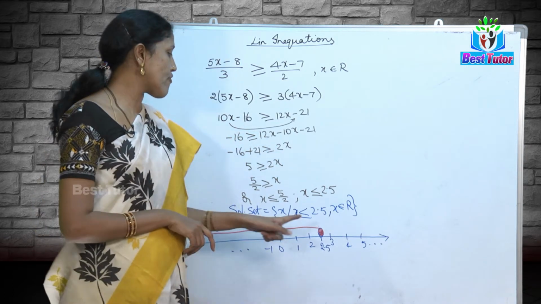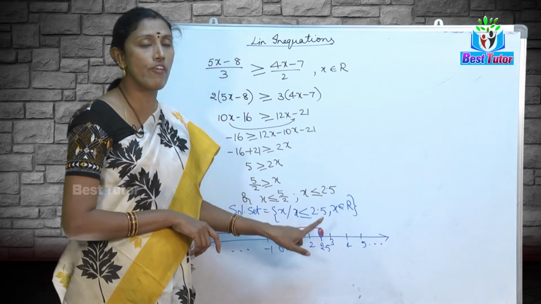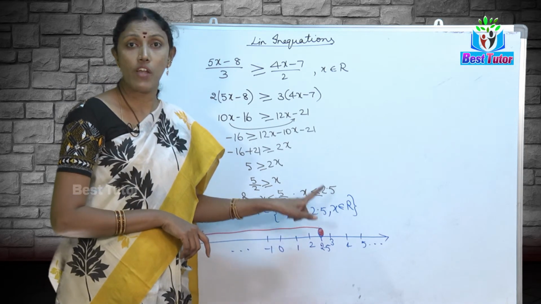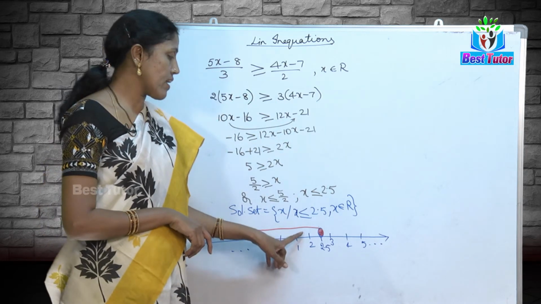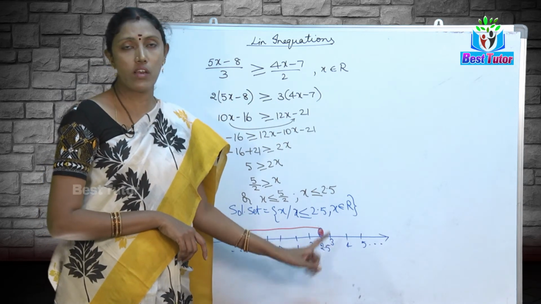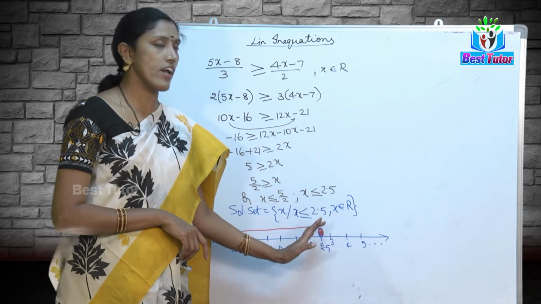We need to be very careful in representing the numbers. If it is 2.5, it is between 2 and 3. If it is 2.4, we have to write it in the fractional form and then exactly mark it in between 2 and 3. That has to be observed carefully and marked.